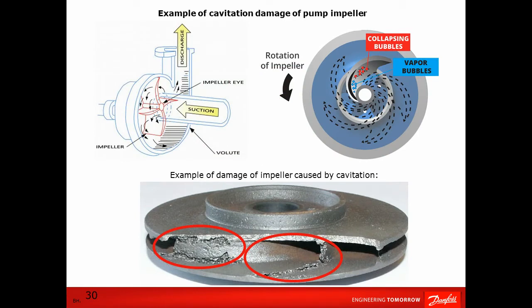In this slide, you see three different pictures that explain cavitation inside a single-stage centrifugal pump. In the upper left corner is an example of the basic design of a centrifugal pump. Liquid entering the pump through the inlet port is accelerated by the impeller, especially at the peripheries, where pressure builds up before the outlet port.